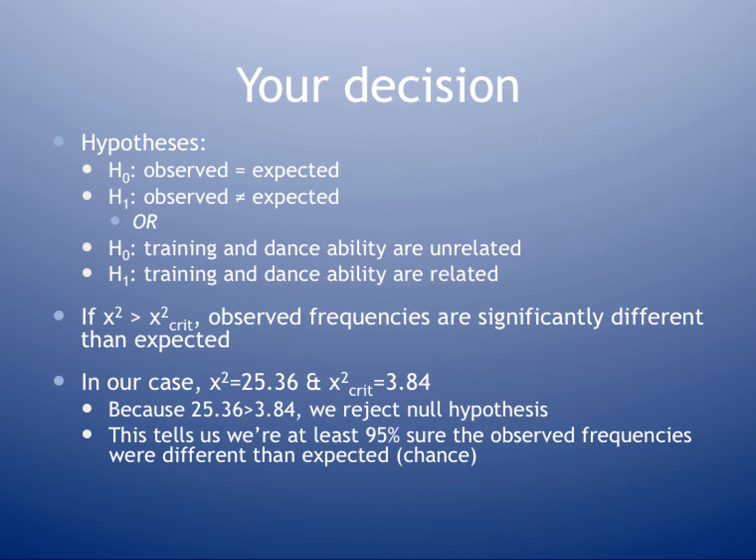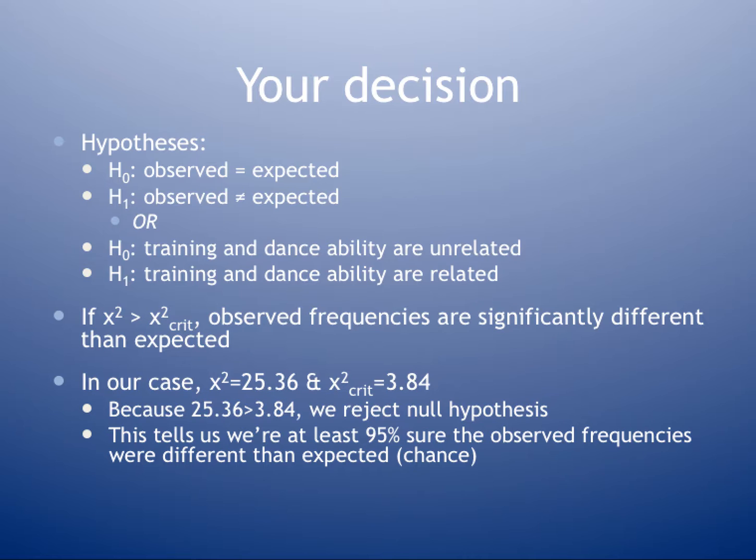So now we come to our decision. What do we do about our hypotheses? Well, we have our null and alternative hypotheses. I've written them out on here. The null hypothesis is that the observed is equal to the expected. There is no difference. And our alternative is that the observed is not equal to expected, basically, that there is some association between them. You could also say that training and danceability are unrelated, or they are related. There are multiple ways that you can word the null and alternative hypotheses. If you go with these for chi-square, that's good for me.